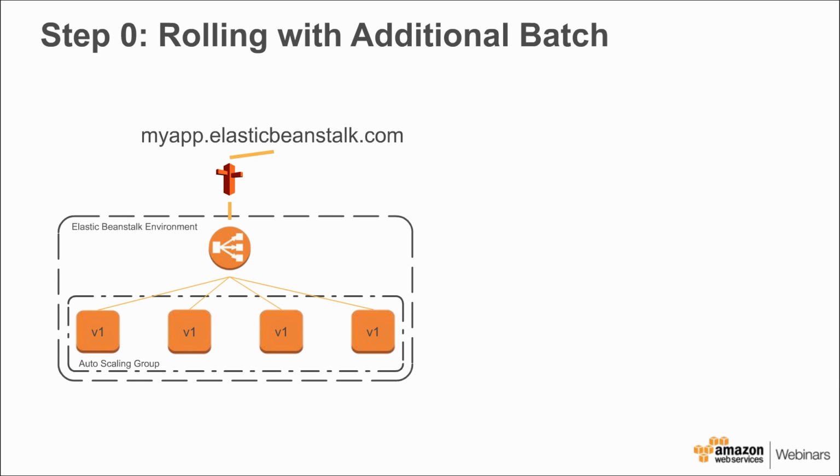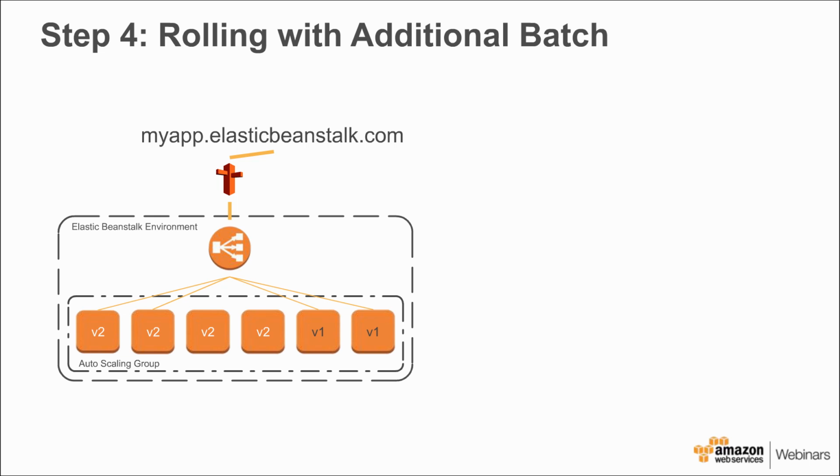Rolling with additional batch. I'm a big fan of this option. So notice we have 4 instances running with version 1 of our application. We're going to deploy 2 new instances and deploy V2 to them, and then we're going to check them into the load balancer. So we've increased our total service capacity here before we actually drop some of the previous service capacity out. So we started with 4. During our deployment, we maintained 4 instances, so we're still at 100% service capacity.